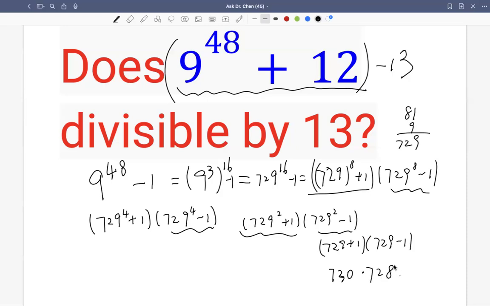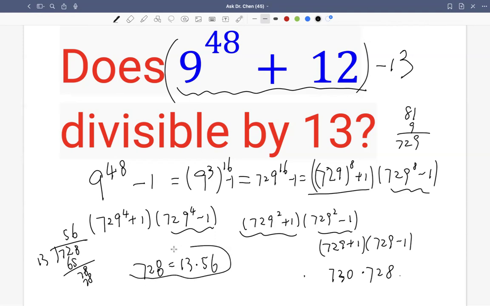Well, 728 is 13 multiplied by 56, right? We do long division: 728 divided by 13, 5, 65, 78, 6, right?